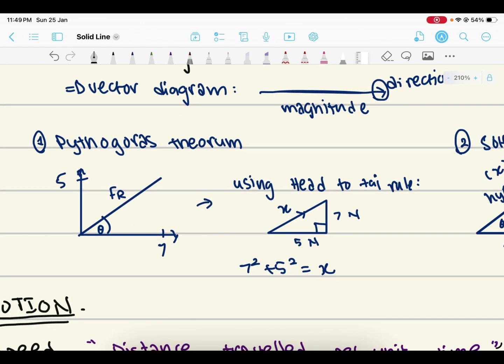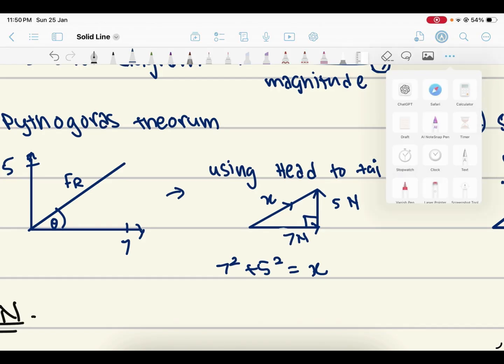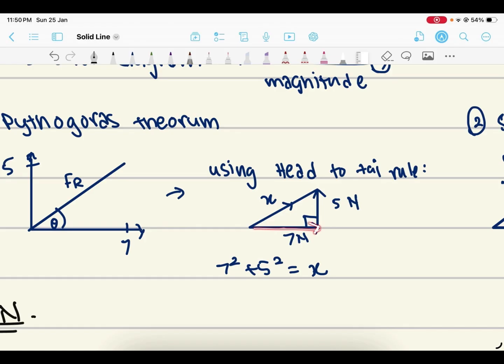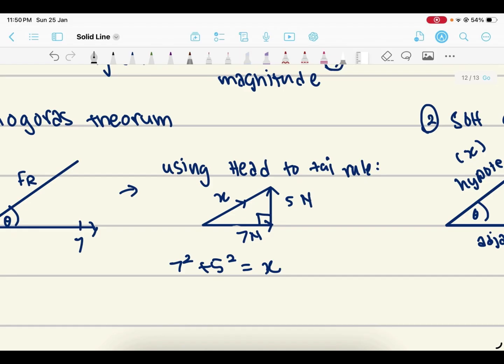First of all, Pythagoras theorem. This is a graph, and this is our resultant vector. Let's say its components are 5 and 7, which means this length is 5 Newton and this length is 7 Newton. You follow the head to tail rule: at the head, which means the arrow of one of the vectors, you put the tail of the other vector and draw it out. Then you join the first tail to the final head. That will make your resultant vector. Then Pythagoras theorem is a squared plus b squared equals c squared. You do that and you get your answer.